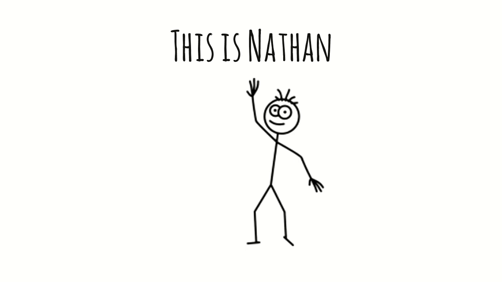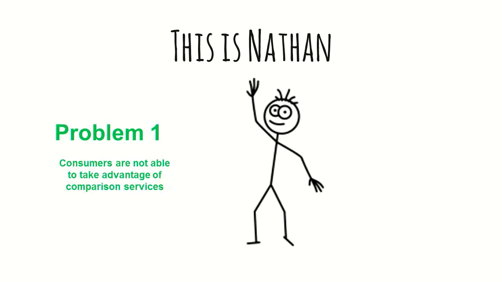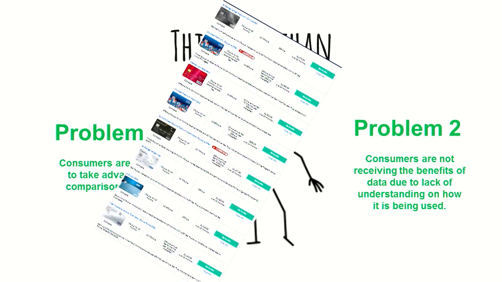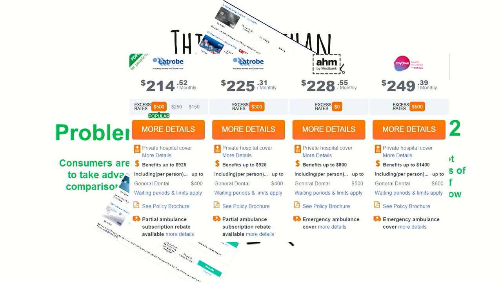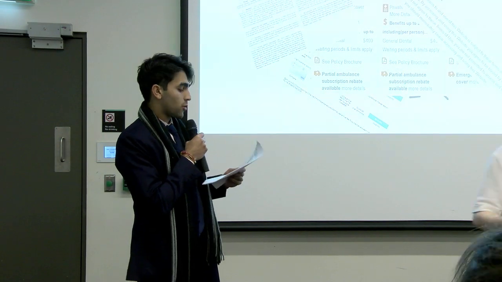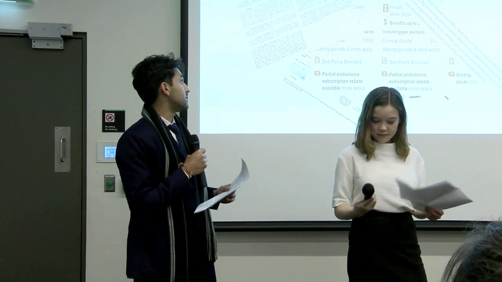This is Nathan. There are two problems he faces. He isn't taking advantage of comparison services that could find offers that may be better for him, and he isn't properly consenting to their use of his data. In his current context, Nathan feels overwhelmed, and you can see why, with the walls of text, complicated privacy settings, and various choices he faces.